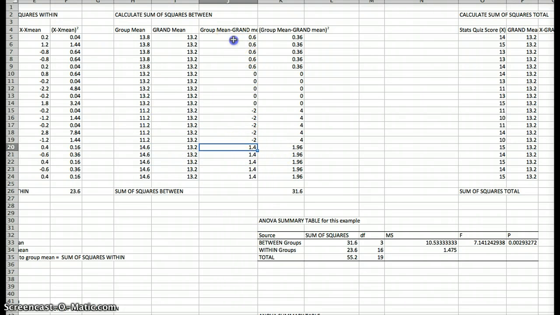Now we do the same thing, because if we would add these up, we'd end up with 0. 0.6 plus 1.4 is 2, minus 2 is 0, and it all evens out. So here, again, we do the same thing. We square these distances, and then we add them up.